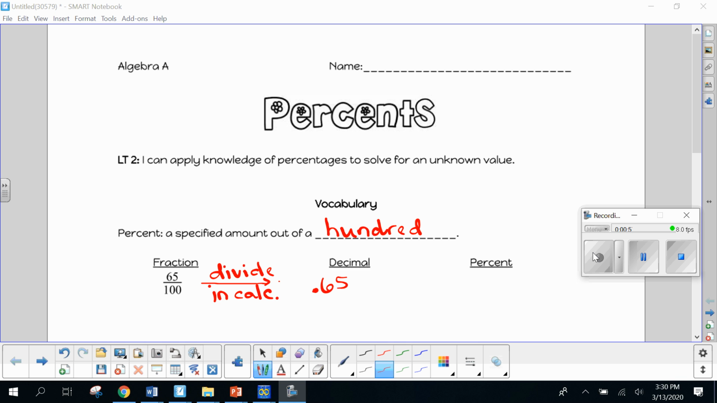Now, if I want to change that to a percentage, I'm going to take my decimal 0.65, and I'm going to move 2 units to the right. So move 2 to the right. That answer then will be 65%.